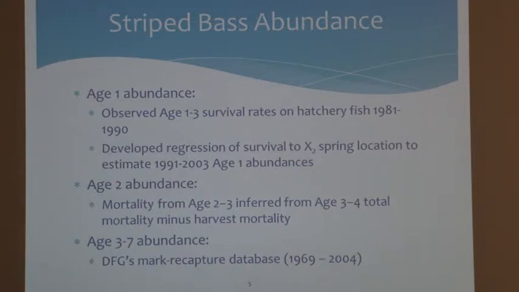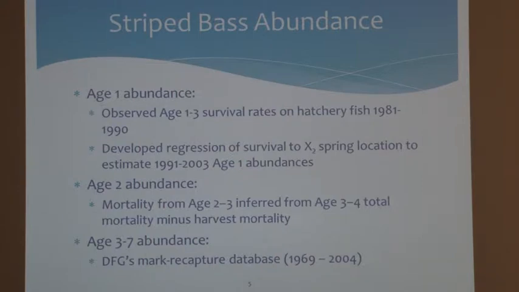So for age 1, I calculated age 1 abundance by taking the observed age 1 to age 3 survival rates from striped bass hatchery fish. From 1981 to 1990, there was a study done that actually had survival rates published at that point. But that study ended in 1990, and I wanted to carry abundances through into the 2003, 2004 time frame. And so I developed a simple regression relating these survival rates to the spring X2 location.